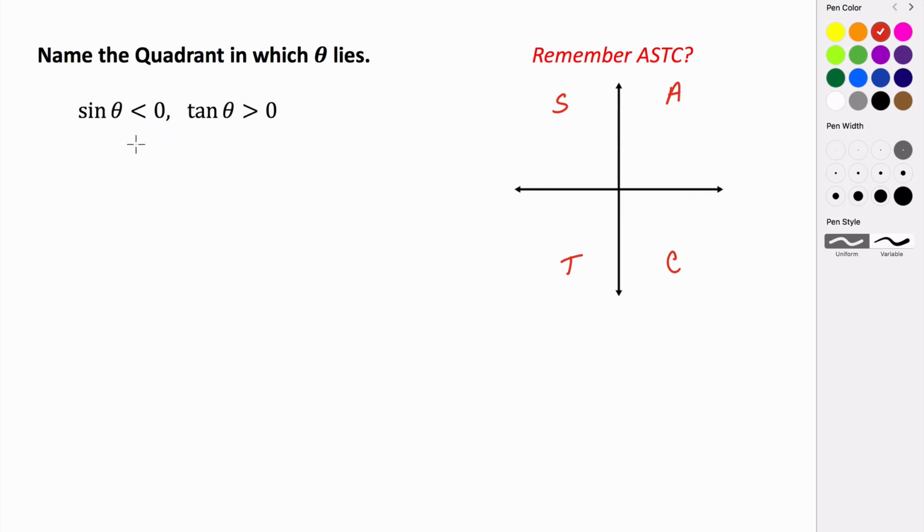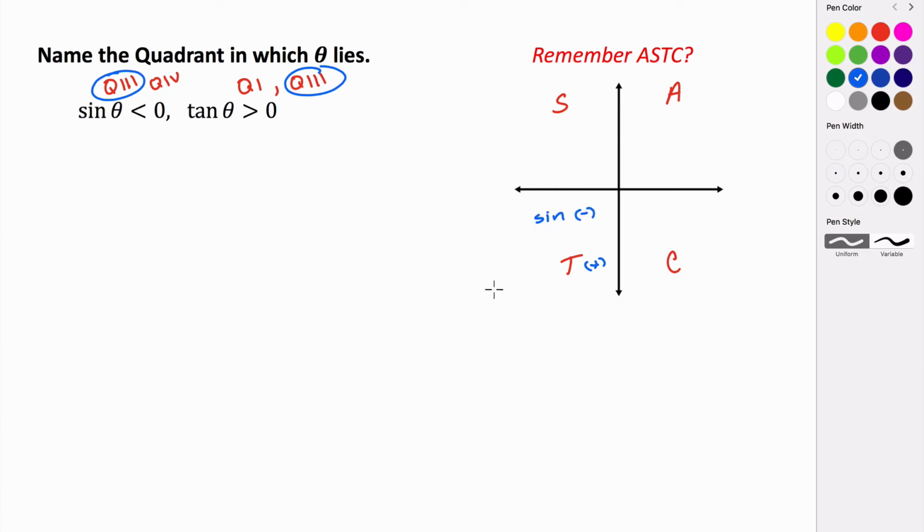The sine is positive in the second and first quadrant, which means it's negative in the third and fourth quadrant, and the tangent is positive in the first and third quadrant. Because sine is negative in quadrants 3 and 4, and tangent is positive in quadrants 1 and 3, the one they have in common is quadrant 3. So we know that the tangent is positive here, and we know that the sine is negative here.